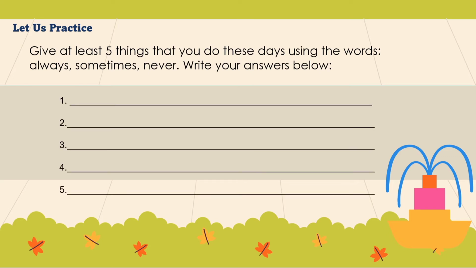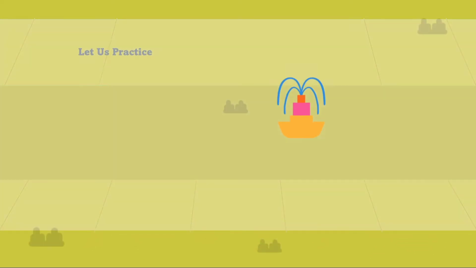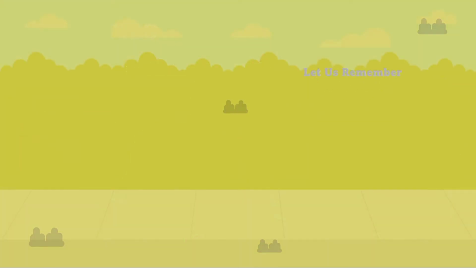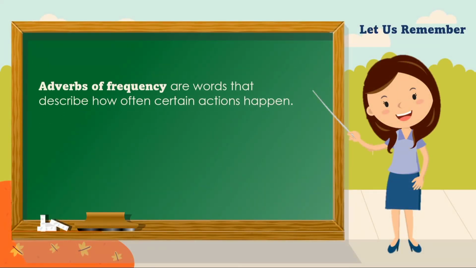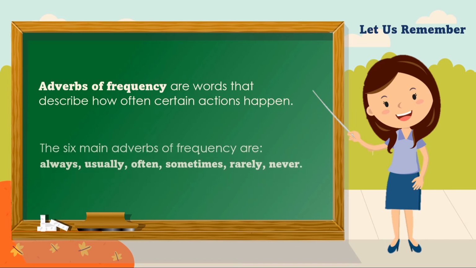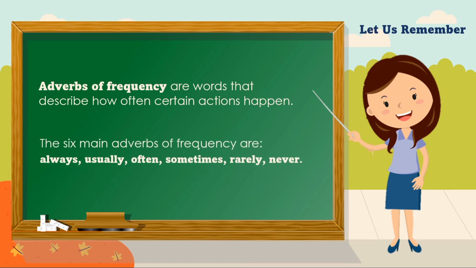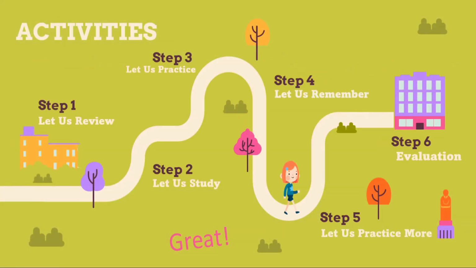With this list, do you think you're able to stop or help stop the spread of COVID-19? I hope so. Let us always remember that the adverbs of frequency are words that describe how often certain actions happen. The 6 main adverbs of frequency are always, usually, often, sometimes, rarely, and never. Okay, turn your learning activity sheet to page 4.